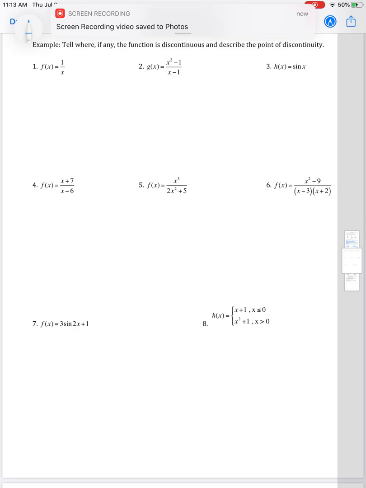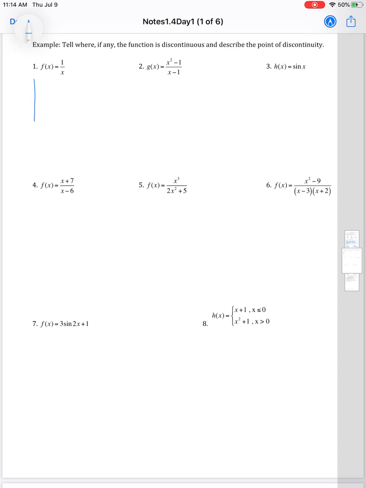All right, so this video is going to focus on the actual examples talking about continuity and discontinuity. In these particular directions, it says tell where, if any, the function is discontinuous and describe the point of discontinuity. So you're going to have to identify it as non-removable or removable, and then specifically where it is occurring and what type it is.